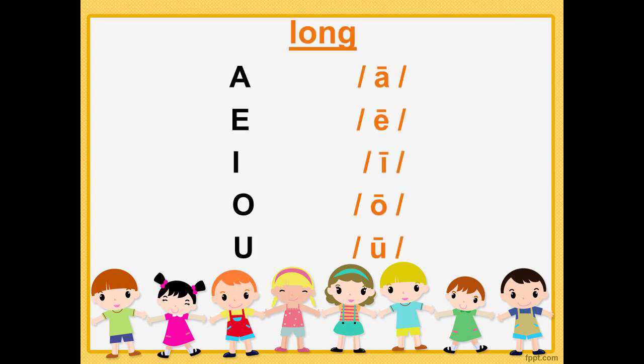The long vowel sound is actually just the same as the name of the letters. Or the long sound of A is A. For letter E, E. For letter I, I. For letter O, O. And for letter U, U. Pretty easy, right? Now let's move to the short vowel sound.